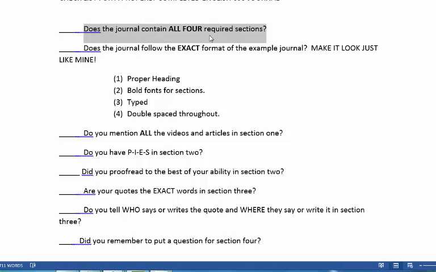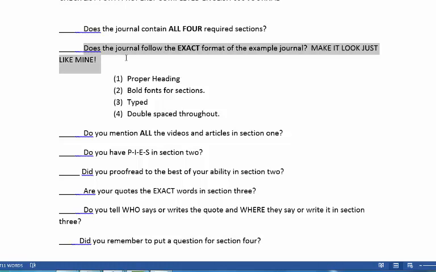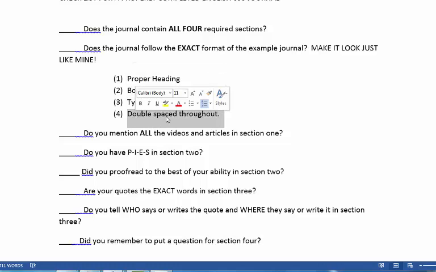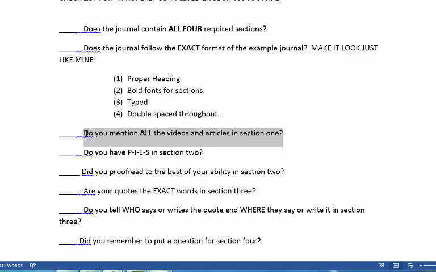Does the journal contain all 4 required sections? Well, if you only got 3 sections, you're going to get points off. Does the journal follow the exact format of my example journal? Make it look just like mine. See it flashing up there? Make it look just like mine. Have a proper heading. Bold fonts for the sections. Type it. Double space everything. Do you mention all the videos and the articles in section 1? A lot of times people lose points when they don't. Do you have PIES, all 4 things in your PIES paragraph? Point, insert, explain, summary.